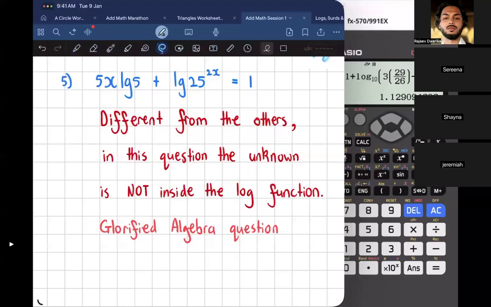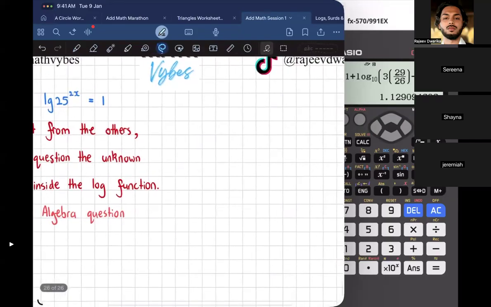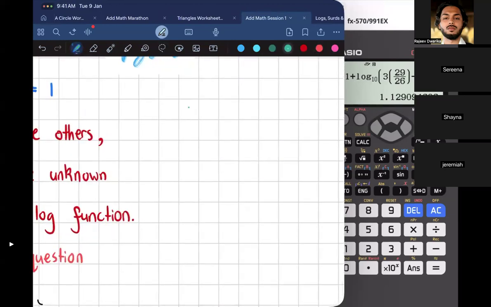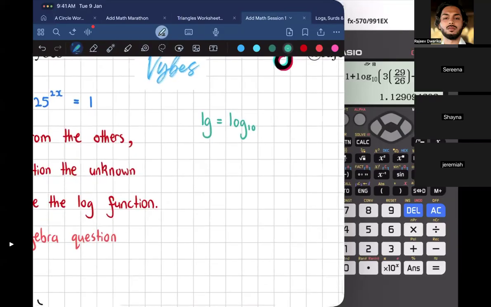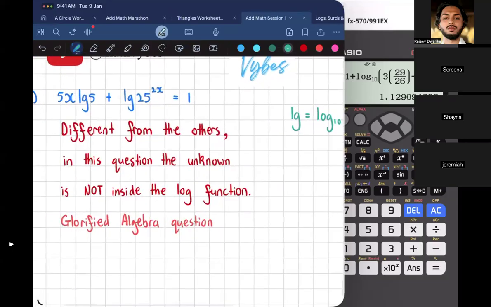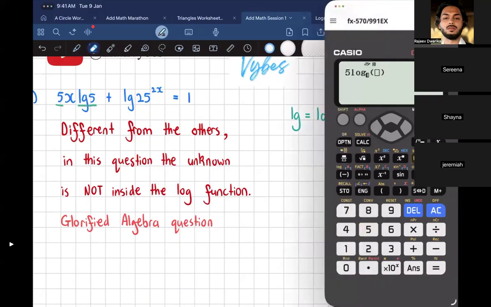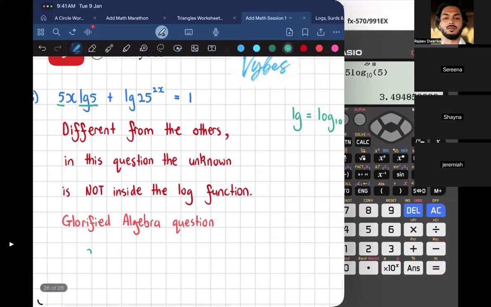Serena, isn't log 5 a number? Technically, it's a number. If you put it into your calculator, that's going to be a number. Before we continue, I just want you to understand that LG means the same thing as log base 10. You should know that LG means log base 10. So, check this, right? You see 5x log 5? That is really 5x log base 10 of 5. So another way I could write that is I technically could write it as 3.49x. And that's just basic algebra, Serena.